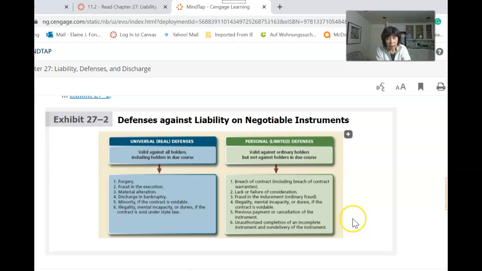All right. If you look at the universal defenses, illegality, mental incapacity, or duress are under universal defenses if state law voids the contract. All right. So if the defense raised under this particular state's law voids the contract, it's a universal defense. As a personal defense, if state law does not void the contract, but instead makes the contract or the instrument voidable, it's only a personal defense. So you have to know what state law says in order to examine the defenses being raised.